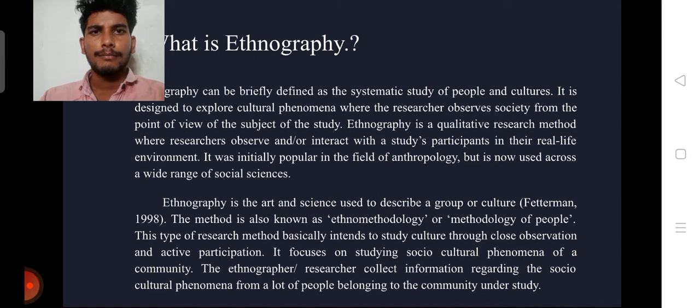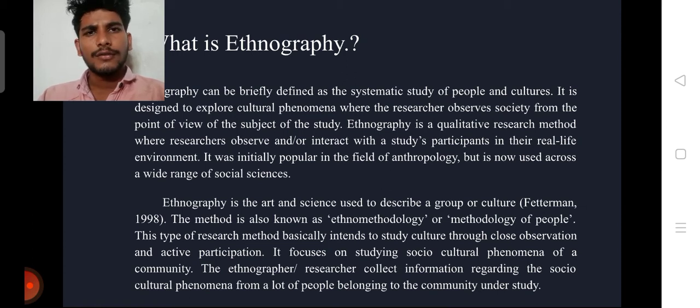Ethnography is briefly defined as the study of people or culture. The word ethnography was derived from the Greek words ethnos plus graphia. Ethnos means people or nation, and graphia means writing. So it is people of writing or nation of writing.